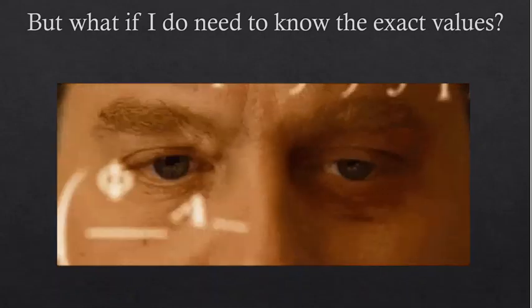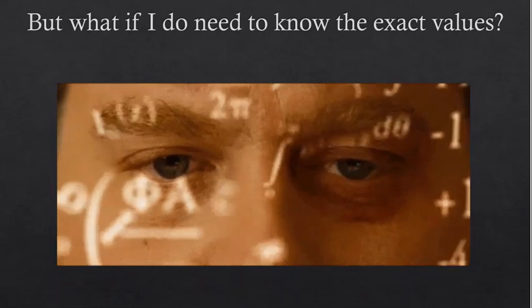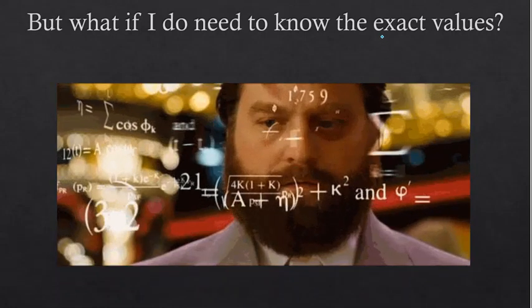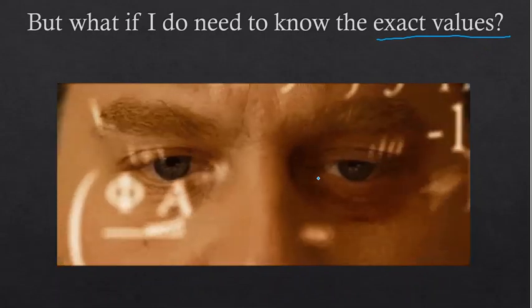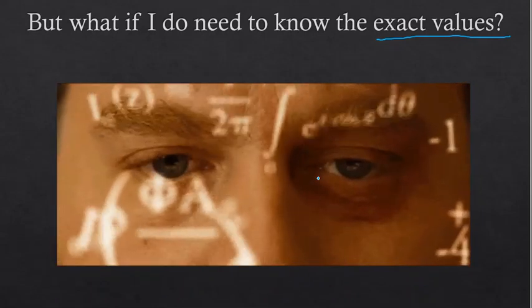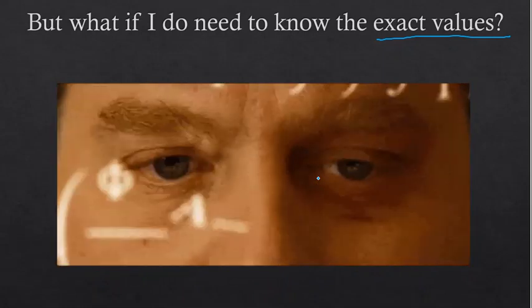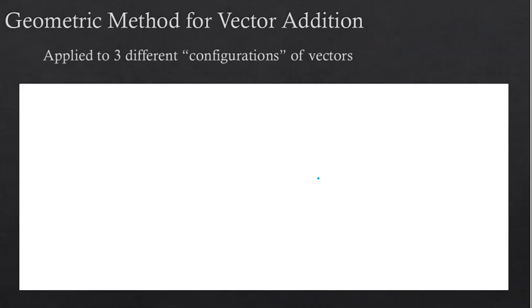Now, if you haven't picked up on it by now, you've probably noticed this is going to be a fairly math-heavy class, and that means we are going to be working with exact numerical values. Sometimes we do need to know the exact magnitude and the exact direction of these vectors. So what am I supposed to do if I need to know those exact numbers? And that brings us to our second method for vector addition.